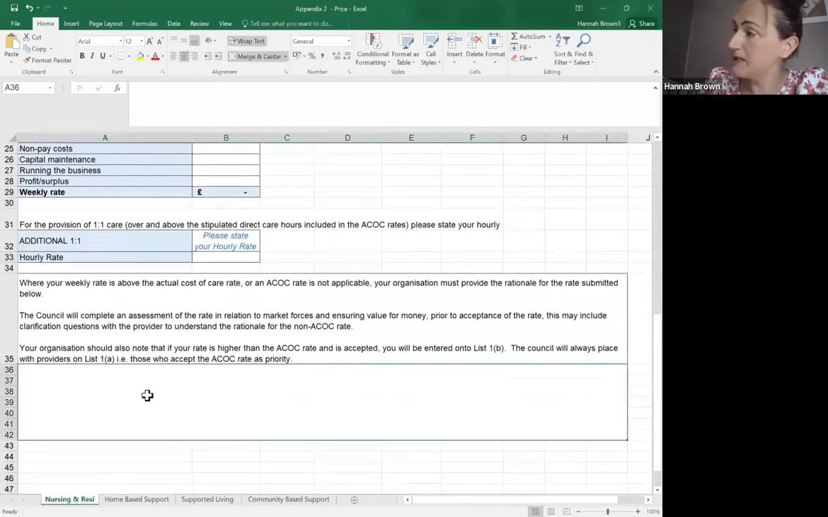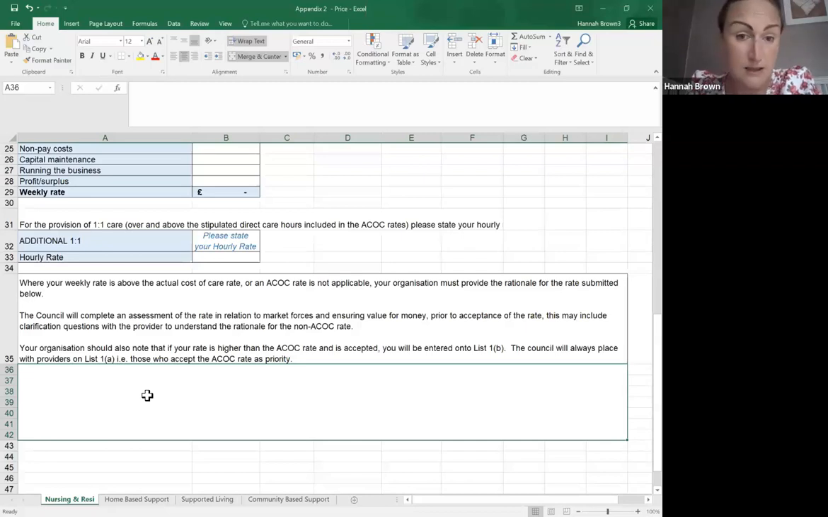Okay, and then I'm just moving to this box at the bottom, which is fairly standard across all of the tabs. So where you do not accept the actual cost of care where it applies, or if the actual cost of care rate doesn't apply to your services, we're asking you to provide a rationale for your rate. So we're asking you to consider market forces and just allow us to ensure value for money in accepting any rates over and above or outwith the actual cost of care. We're asking you to provide a rationale for your weekly rate.